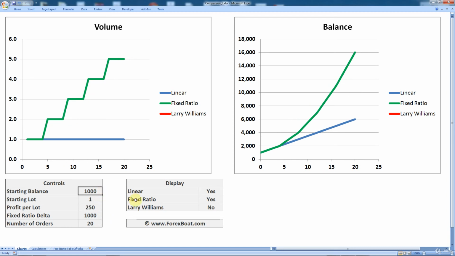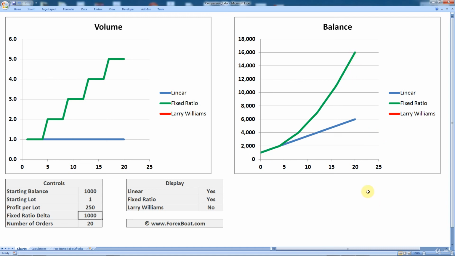Starting balance 1,000, let's keep it at that. One lot, profit per lot 250. Let's see what happens as we change the delta. Right now, where we are at is by trading one lot with the linear method, we would have gotten from $1,000 to $6,000. With the fixed ratio method, we would have gotten from $1,000 to $16,000.